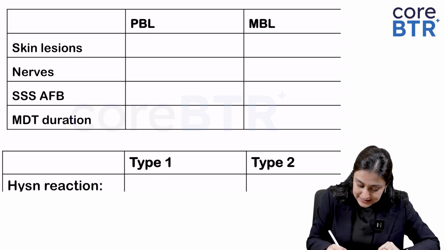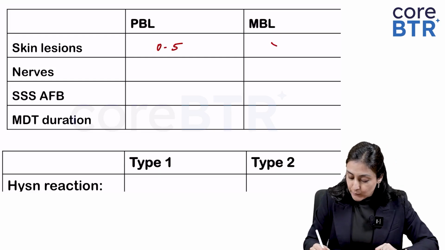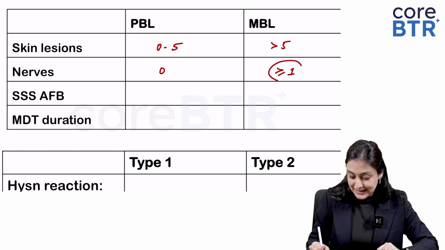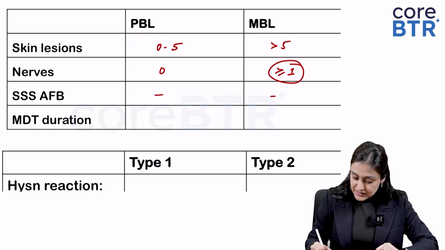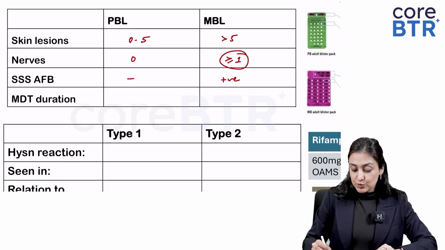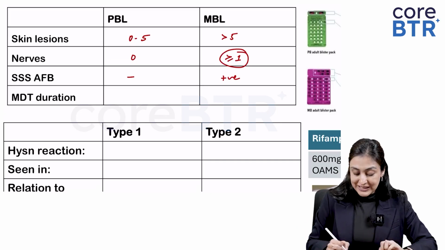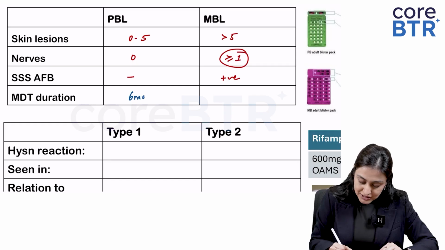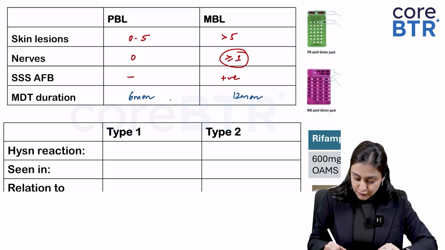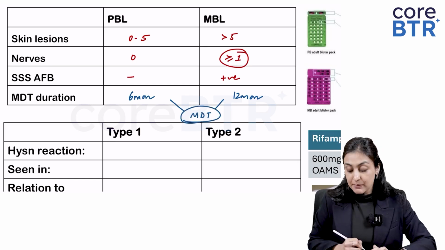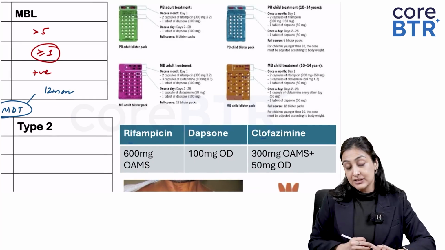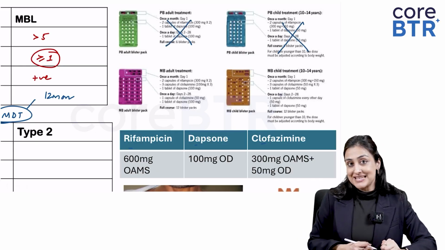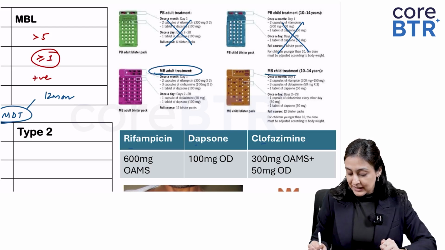How to know? Any skin lesion 0 to 5 is pauci, more than 5 is multi. Any nerve involvement becomes multi. That's the recent update. Slit smear negative is pauci, slit smear positive becomes multi. According to the uniform MDT, now everybody gets the same multibacillary drug treatment. Paucibacillary shall take it for 6 months, multibacillary will take it for 12 months. But everybody gets the same multi-drug therapy, which is this pack in adults. So previously we had 4 packs. Can I say now this is redundant? Nobody is taking pauci. Everybody gets the same pack in adult and child.